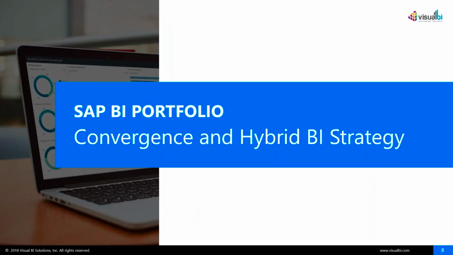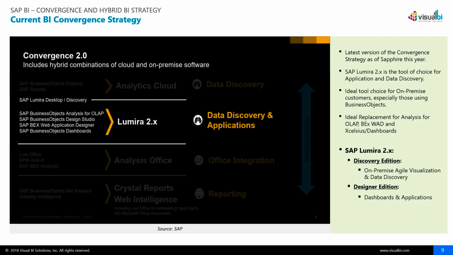So to kick off our topic for today, we will first be looking at the current state of the convergence strategy from SAP, what this means for customers and what the current state of this strategy is. If you take a look right now, on the left-hand side is a slide presenting the latest version of the convergence strategy from SAP. That's Convergence 2.0. You can get more information about this slide from their product and roadmap website. We've grayed out some areas of this slide to lay emphasis on our tool of focus today, that's SAP Lumira.